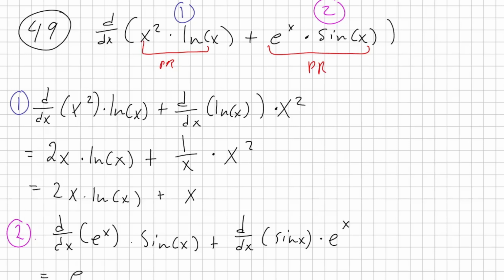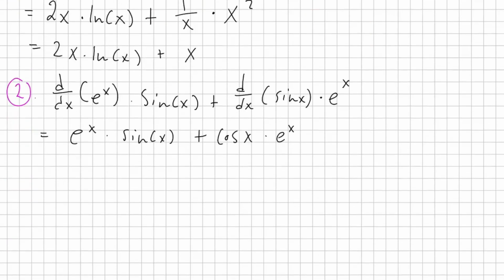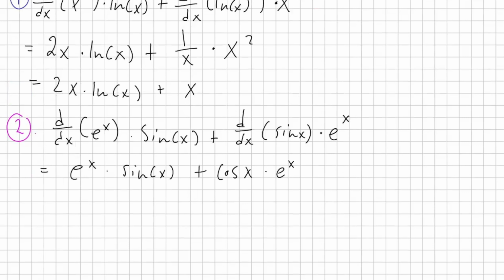So e to the x is e to the x, sine x stays the same here, and we're going to be adding the derivative of sine x, which is cos x, and we have times e to the x. Okay, now all we're doing is going to combine these two together over here. So equation 1 plus equation 2, in this case, we'll basically get a big equal sign. I'm going to actually make it a blue equal sign.